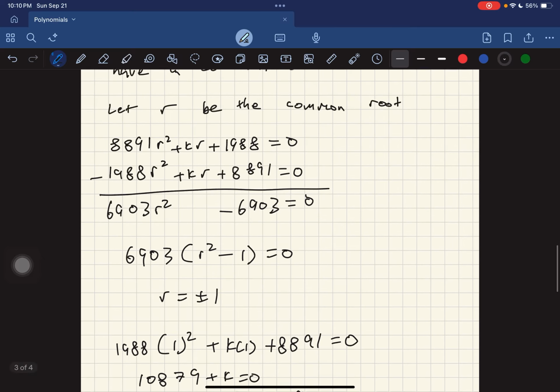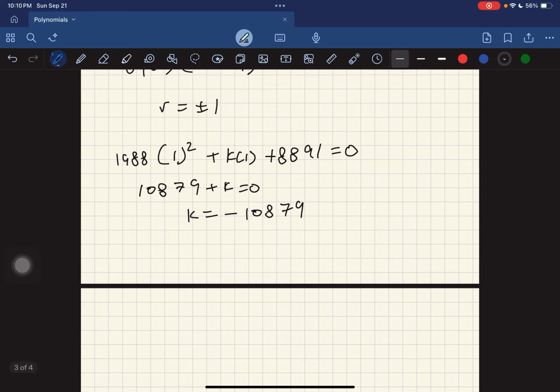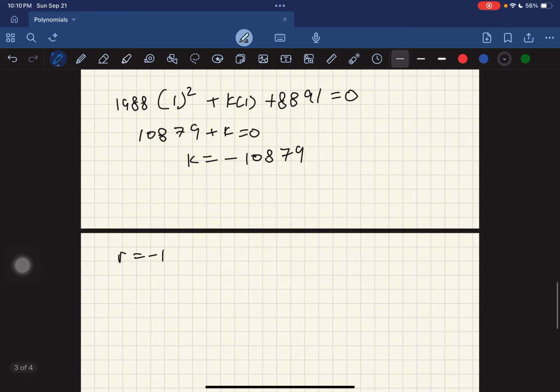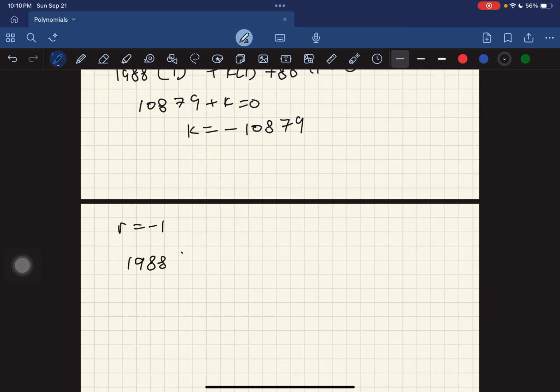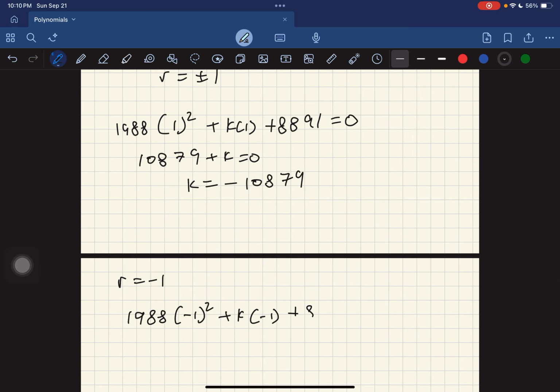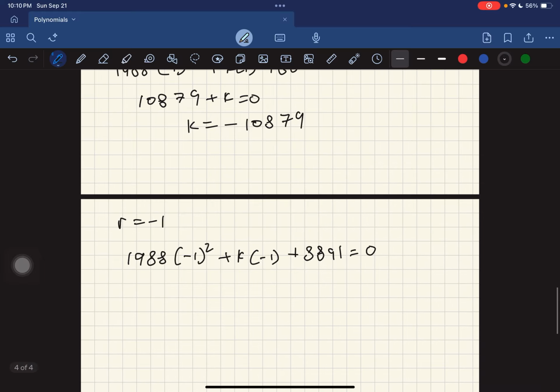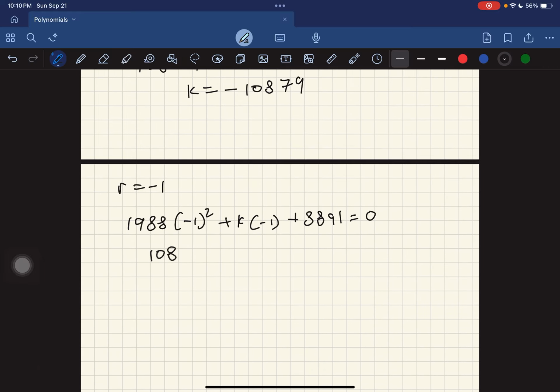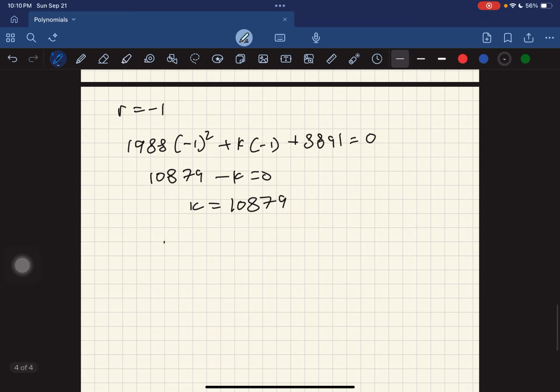And if we test r equals negative 1, then we have 1988 times negative 1 squared plus k times negative 1 plus 8891, so 10,879 minus k is equal to 0. So k is equal to positive 10,879. That means the values of k are positive and negative 10,879. So this is the answer.